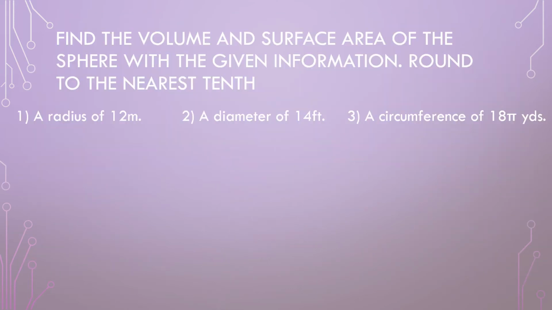Okay, so our radius here is 12 meters, so surface area is 4 pi times 12 squared, which would be 1,809.56 meters squared.